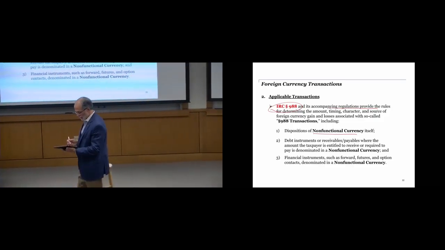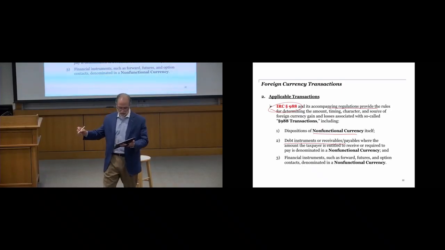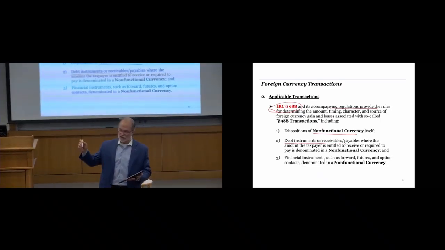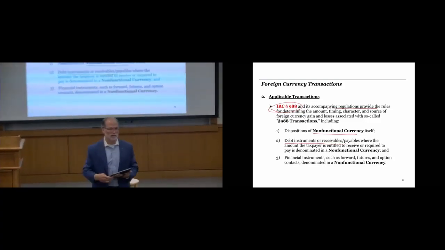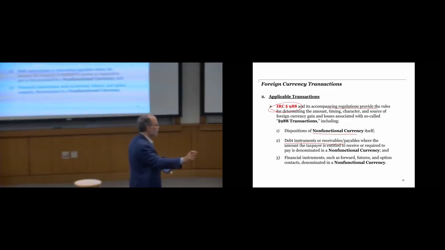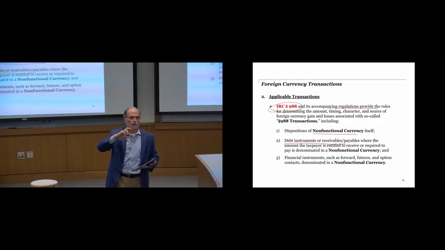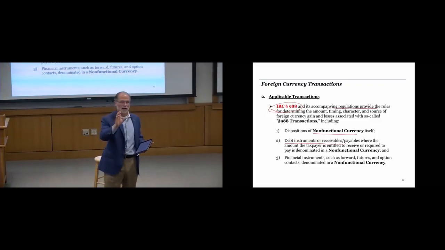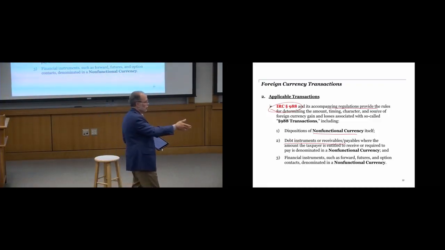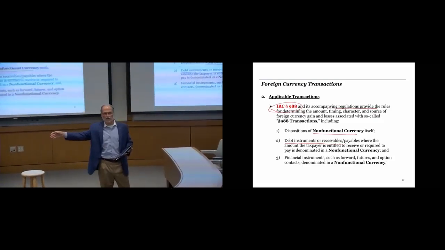The second area is you could have debt instruments or receivables or payables where the amount the taxpayer is entitled to receive or required to pay is denominated in a non-functional currency. Not the currency itself, but if I do a sale and I record that in accounts receivable, and the receivable itself, the transaction itself is denominated in non-functional currency, then I can have gain or loss fluctuation between when I book the sale and record the receivable, and when I collect the cash and relieve the receivable.